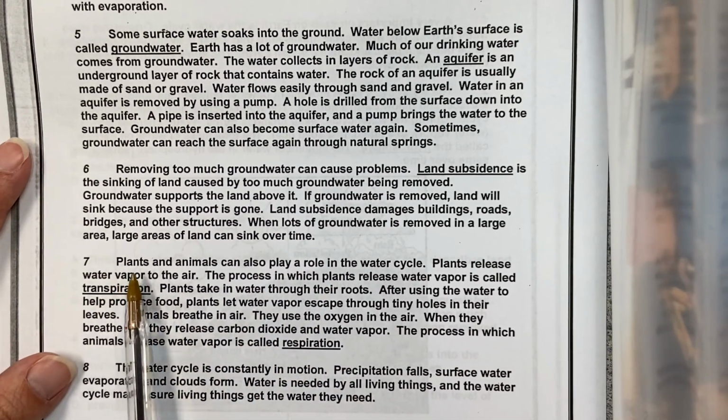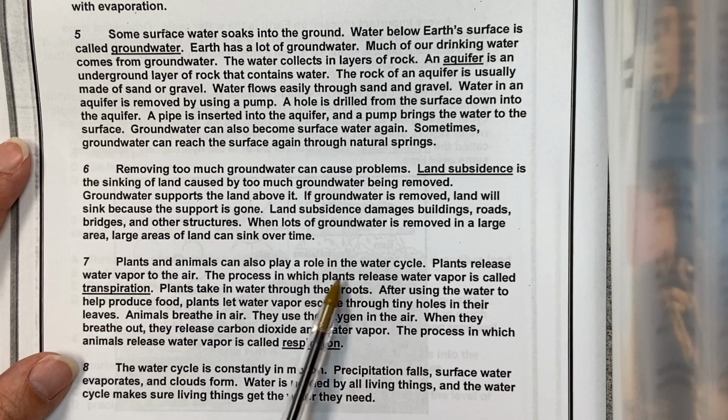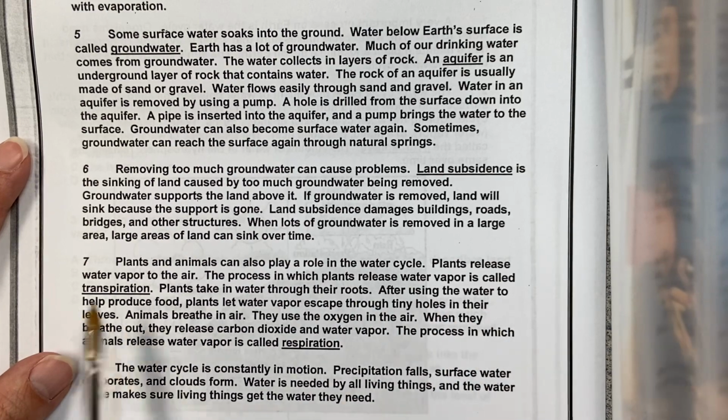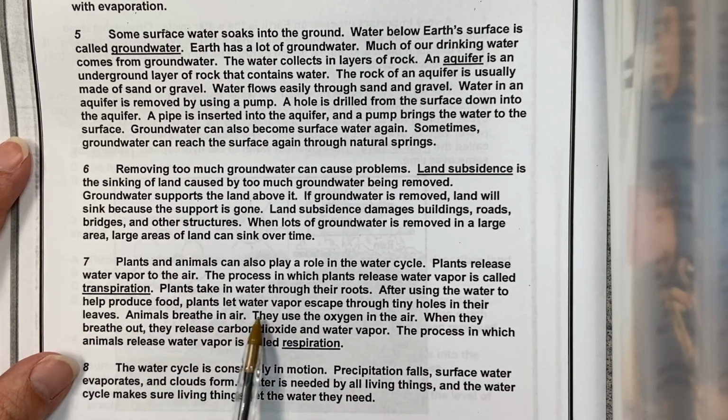Paragraph 7. Plants and animals can also play a role in the water cycle. Plants release water vapor to the air. The process in which plants release water vapor is called transpiration. Plants take in water through their roots. After using the water to help produce food, plants let water vapor escape through tiny holes in their leaves. Animals breathe in air. They use the oxygen in the air. When they breathe out, they release carbon dioxide and water vapor. The process in which animals release water vapor is called respiration.